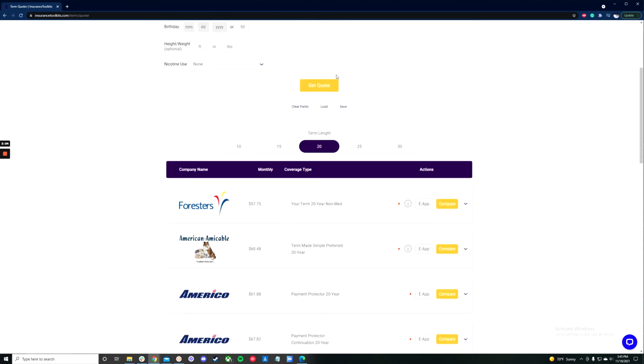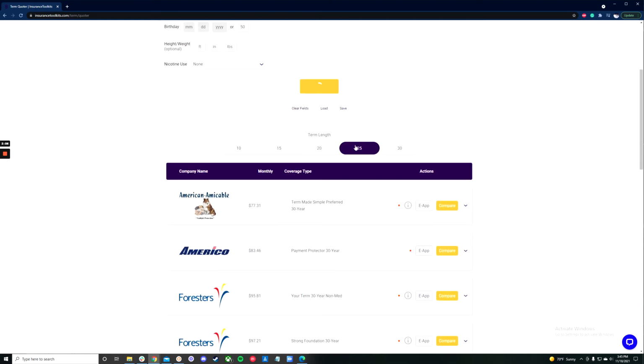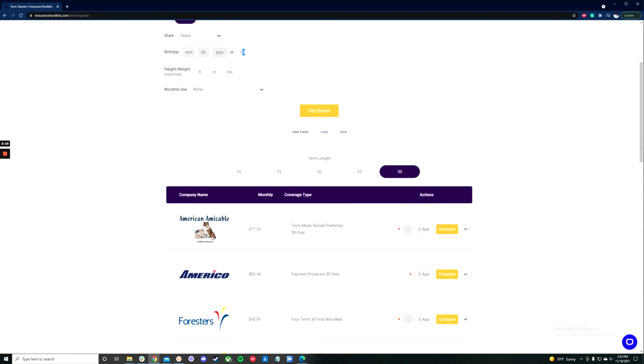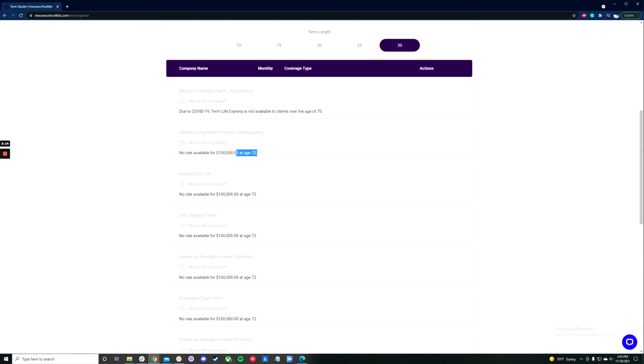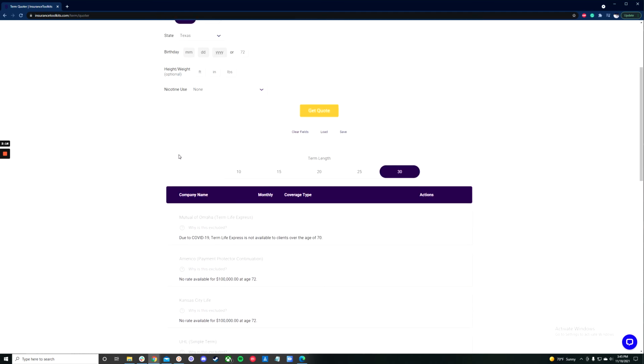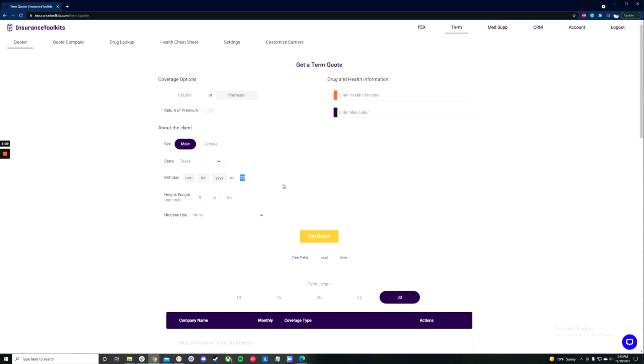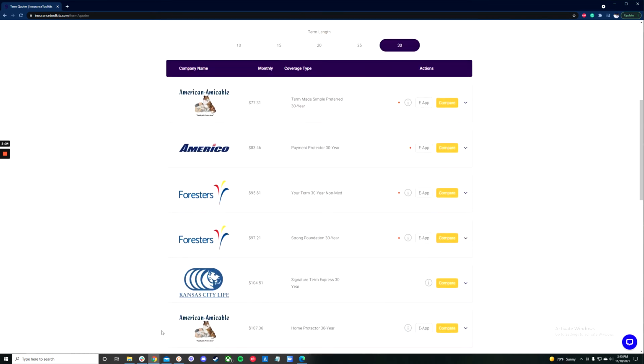There's all the carriers. The other thing to look at on term is the year length. If you're running a quote for a 72-year-old Texas male for a 30-year, you're not going to see any results because there's no rate available at that age and coverage bracket. In this case, we would bump down the age, and then we would get a few results here.